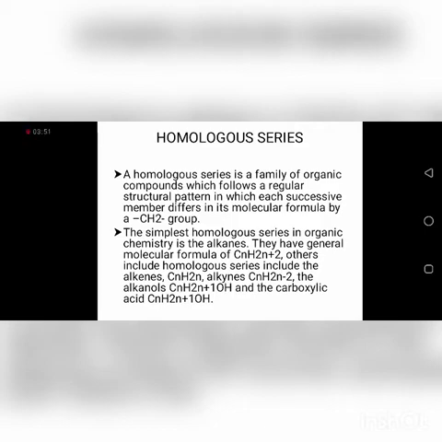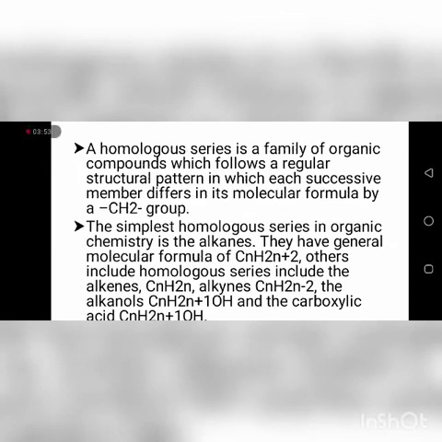What is the definition? A homologous series is a family of organic compounds which follows a regular structural pattern in which each successive member differs in its molecular formula by a CH2 group. So each member of a family differs in its molecular formula by a CH2 group. The one higher will differ from the preceding one by a CH2 group.